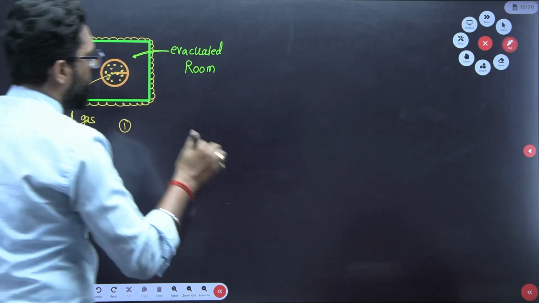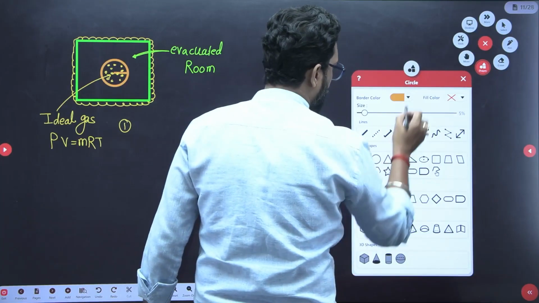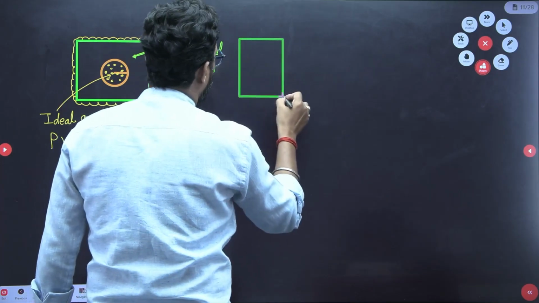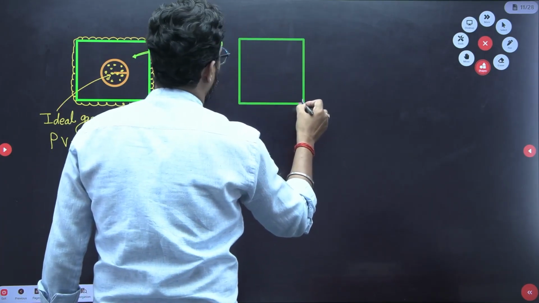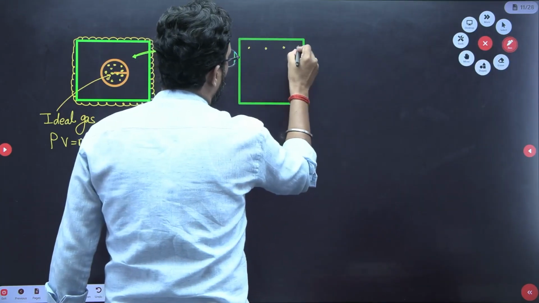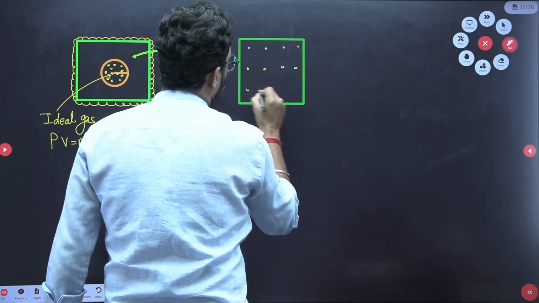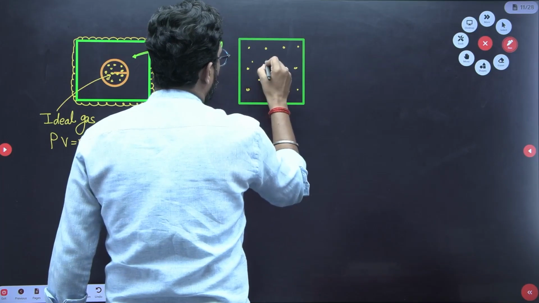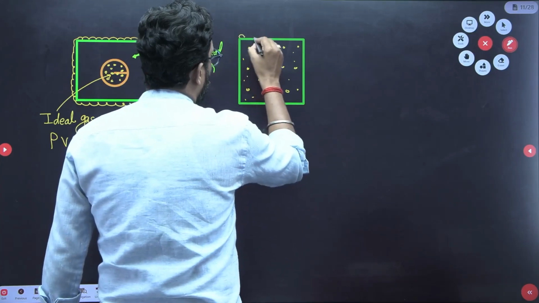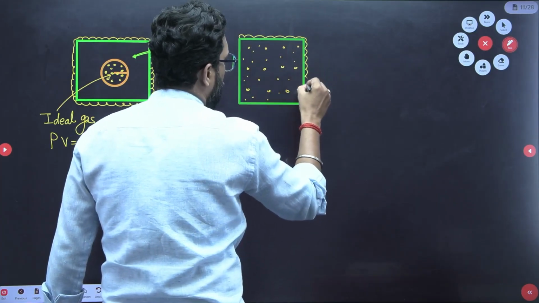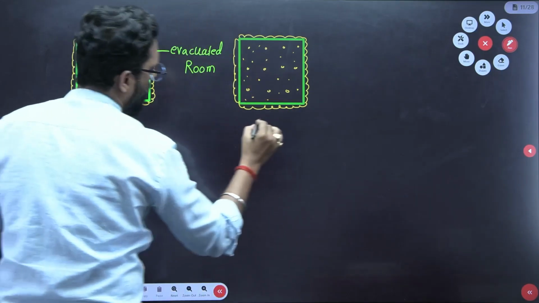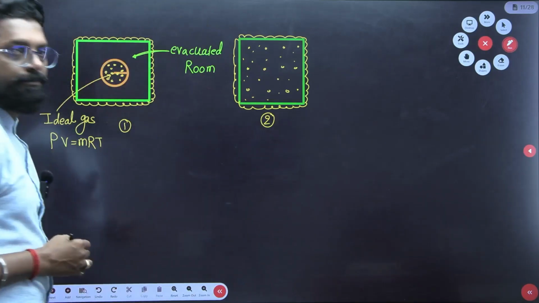Now the balloon is ruptured, and the entire room is filled by the gas, which was initially in the balloon. The gas will fill the entire room. Similarly, the room is insulated. So this is step number second. This is state point 2.